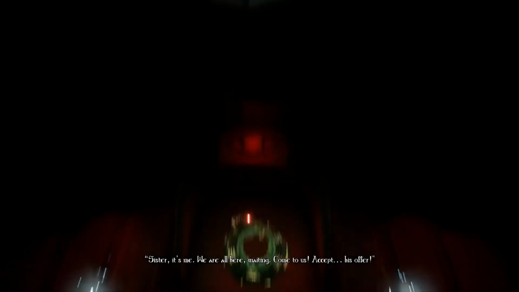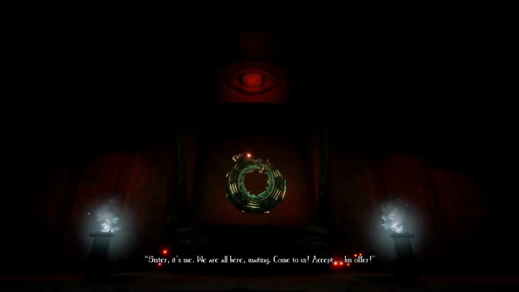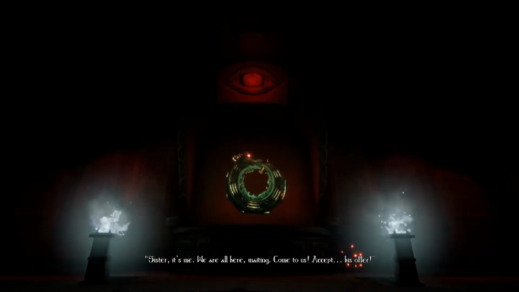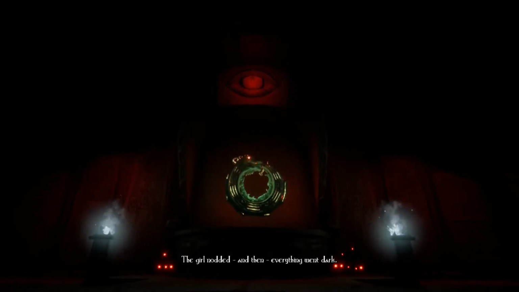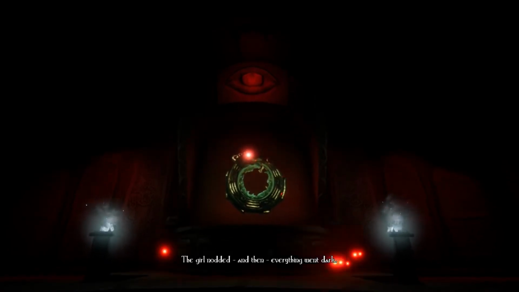Sister, it's me. We are all here waiting. Come to us. Accept his offer. The girl nodded, and then everything went dark. And now I have you, and you will not leave again. It is true, I did not lie. You will be safe here. You will never die. For you already have died, and I will always be watching.